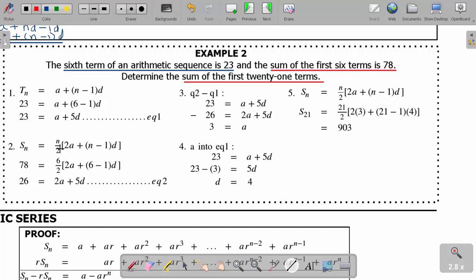Okay, S what? S is 6. It is 78, which means if I put 6 where there is n in the sum formula, I must equate to 78. So what is 6 divided by 2? I'm going to get 3. And then what about here? What is 6 minus 1? I get 5. 5 times d, I get 5d. Okay, are we together? So now what do we have here?